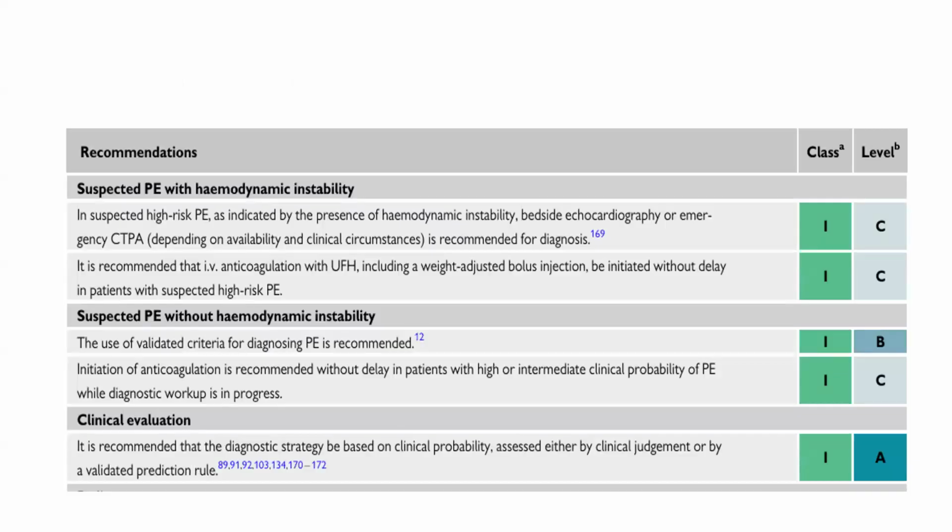So we'll see what the recommendations are. In suspected high-risk PE, as indicated by the presence of hemodynamic instability, bedside echocardiography or emergency CTPA is recommended for the diagnosis. It is recommended that anticoagulation with unfractionated heparin, including a weight-adjusted bolus, be initiated without delay in patients with suspected high-risk PE. The use of validated criteria for diagnosing PE is recommended. Initiation of anticoagulation is recommended without delay in patients with high or intermediate clinical probability of PE while the diagnostic workup is in process. It is recommended that the diagnostic strategy is based on clinical probability, assessed by clinical judgment or by a validated prediction rule.